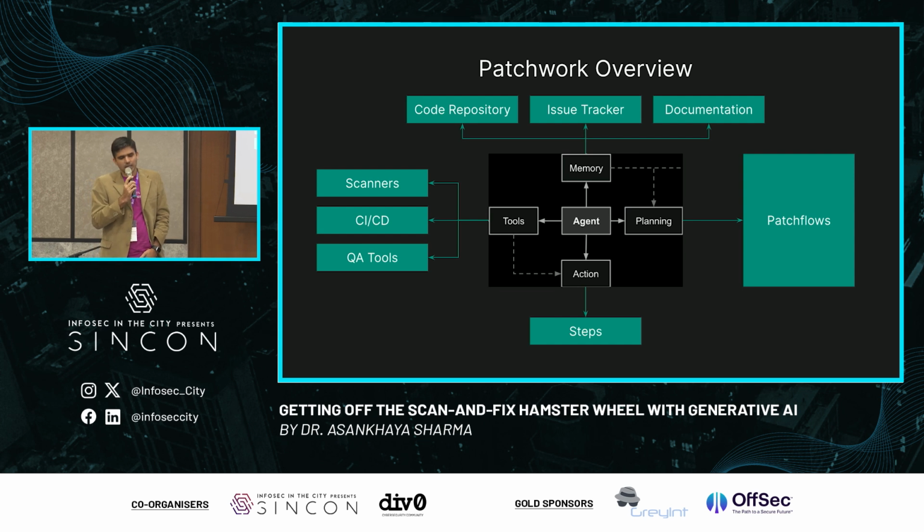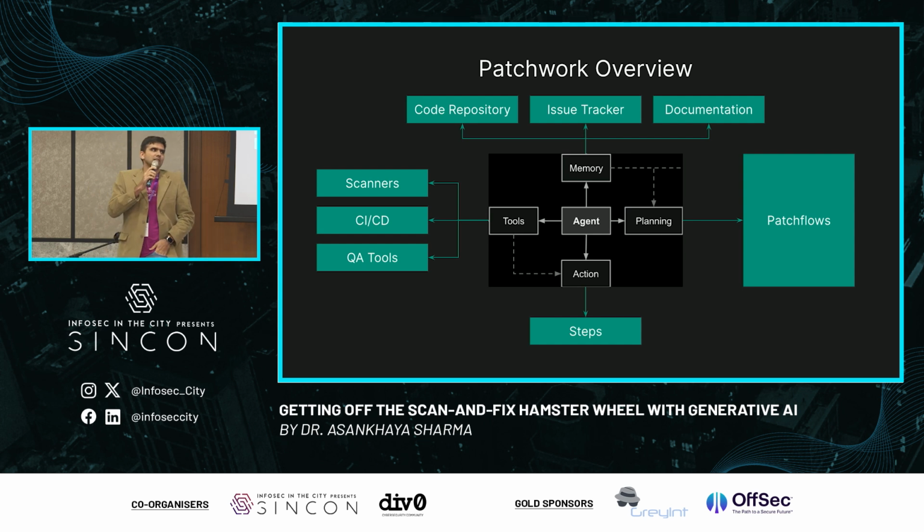So tools would be things like, in our case, scanners, CI/CD pipelines, QA tools. It can take certain actions. So in our case, we call them steps. It has access to some memory. So when it comes to coding, the kind of memory we're talking about is the actual source code. Maybe additional software artifacts like bug reports, documentation.